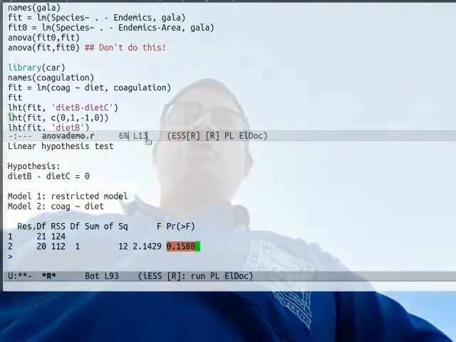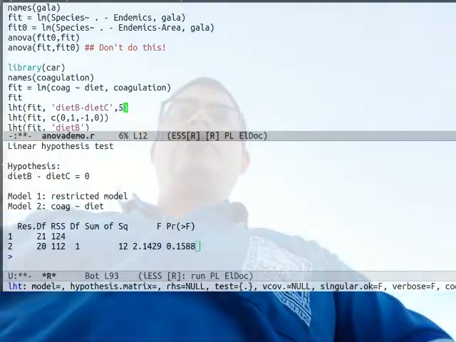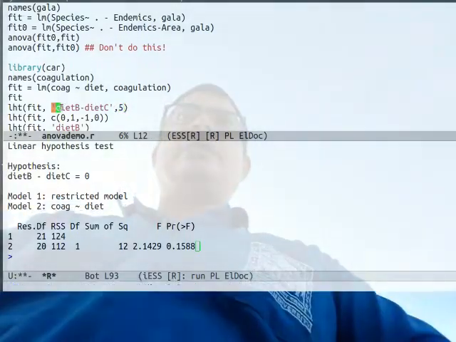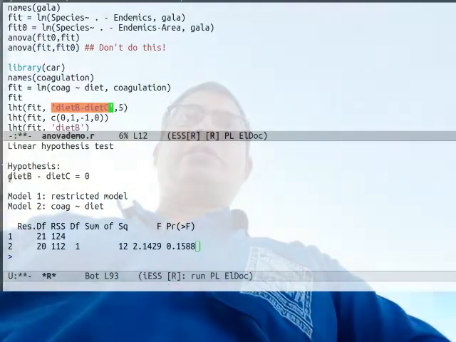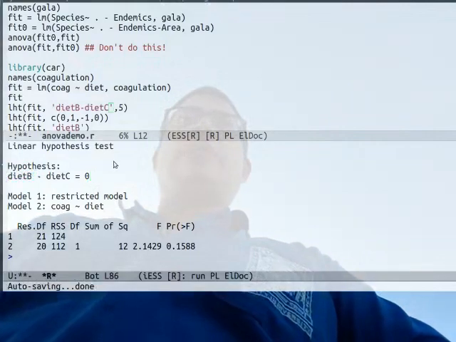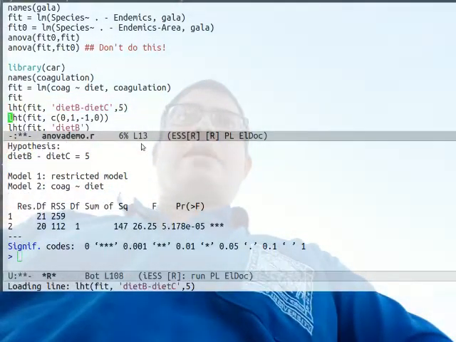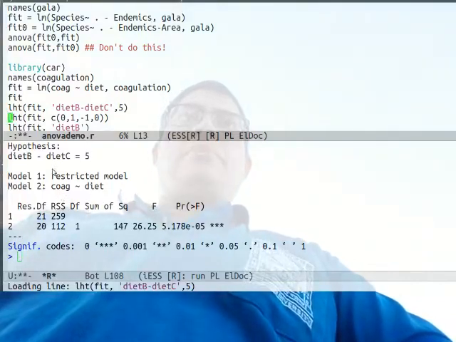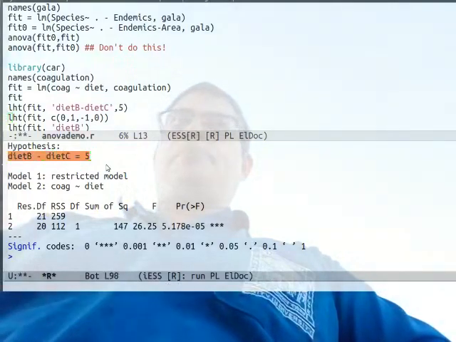Now I could also specify not just this but equal 5. So this will test diet B minus diet C is equal to 5. Here you can see that they have written the hypothesis as diet B minus diet C equal to 0. So if you do not specify the right hand side, it will take it to be 0. Now if I do that, then I will have diet B minus diet C is equal to 5.